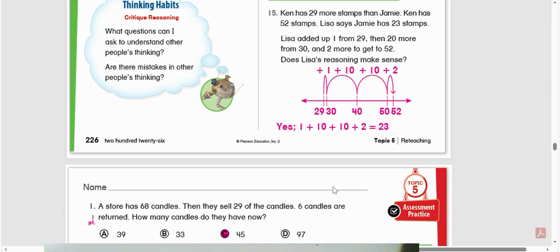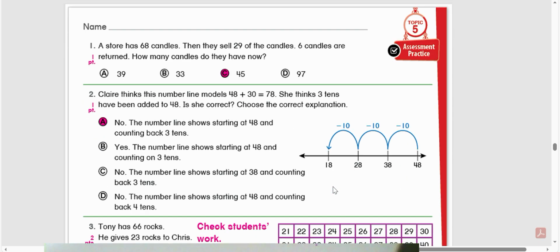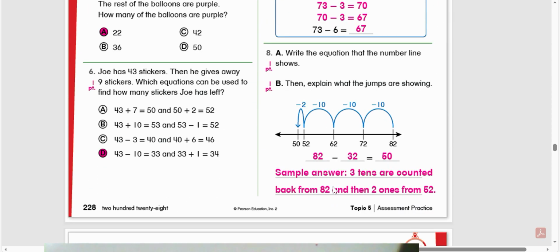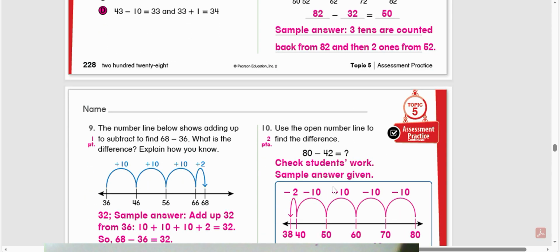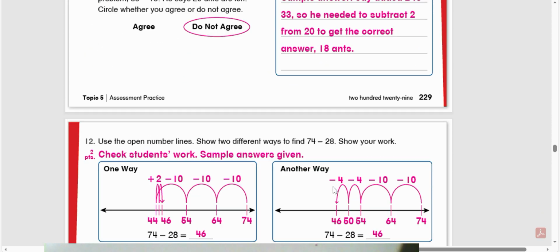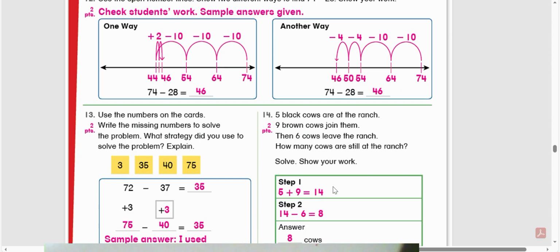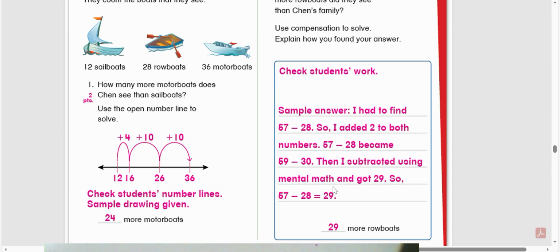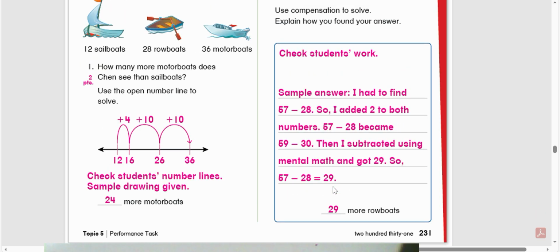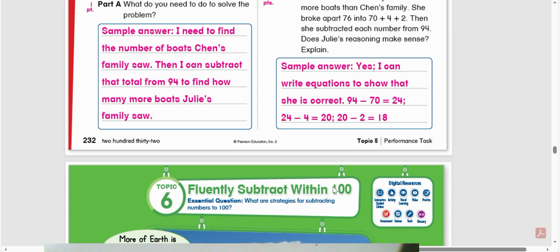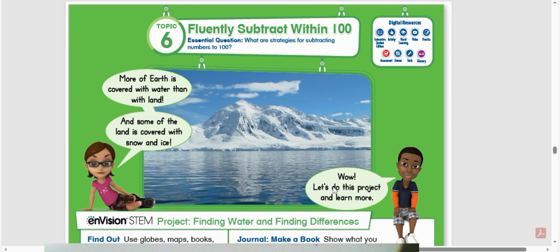Next time. Look at here, check all answers. It's all review. Okay, review all answers. Now subtract using a number line. Okay. Check your answer also from this. 6 questions. Next time I will explain topic number 6. Okay.